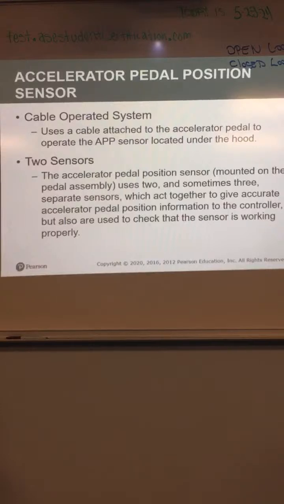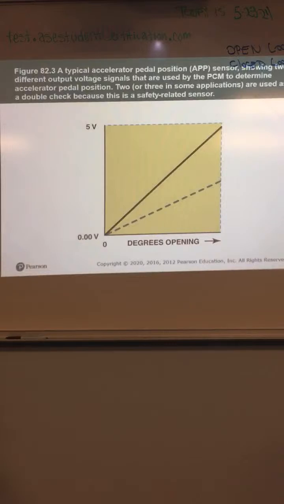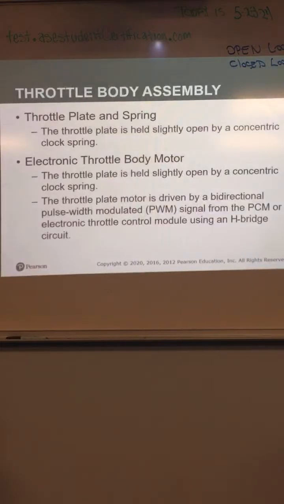A cable operated system uses a cable connected to the accelerator pedal. They use two sensors in there. They act together to give accurate accelerator pedal position information to the controller, but also used to check to make sure that it's working properly. They double check each other. This is a safety related sensor, so it has to be very reliable. They actually are very reliable.